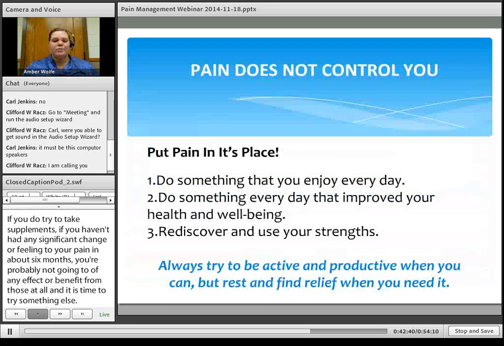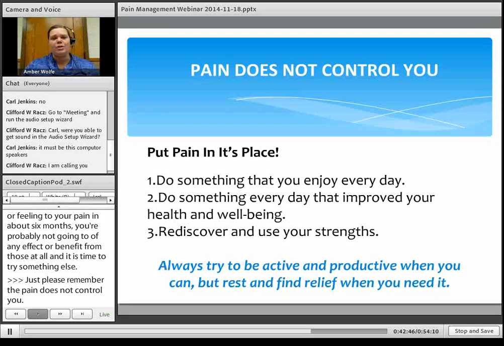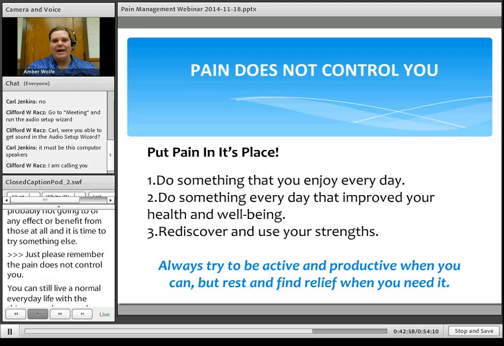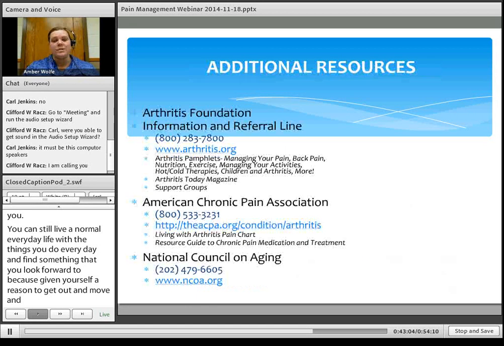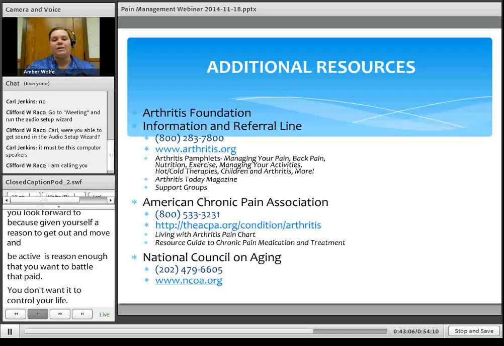So just please remember that pain does not control you. You can still live a normal everyday life. Enjoy the things that you do every day and find something that you look forward to, because giving yourself a reason to get out and move and be active is reason enough that you want to battle that pain. You don't want it to control your life. Find a way to be active and be productive when you need it, and make sure that whatever you're doing, you're open to the suggestions of your physician or open to looking at some of these resources that we have on this next slide.